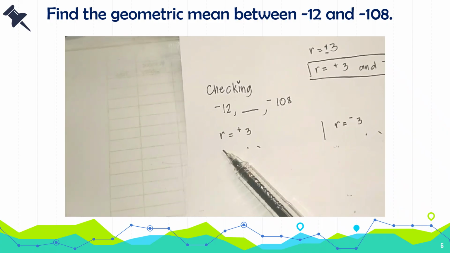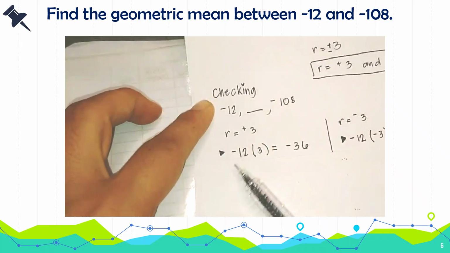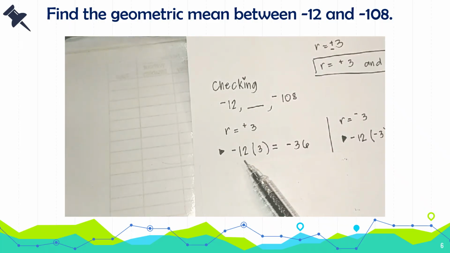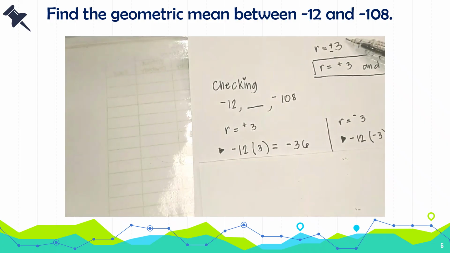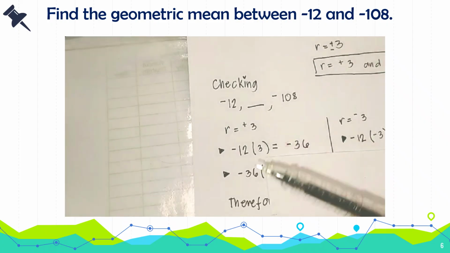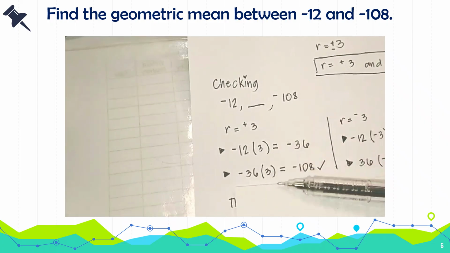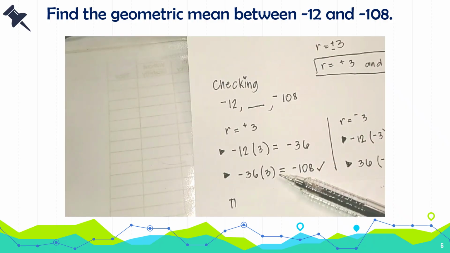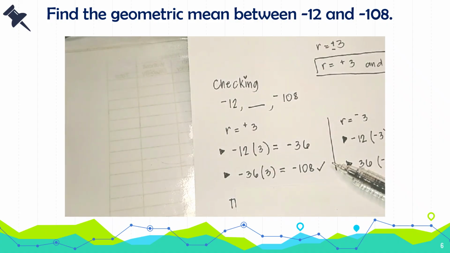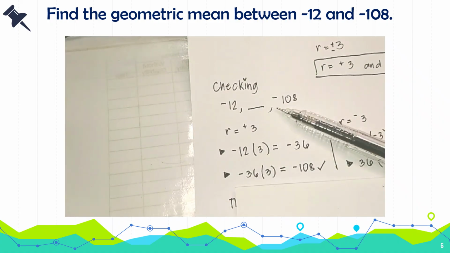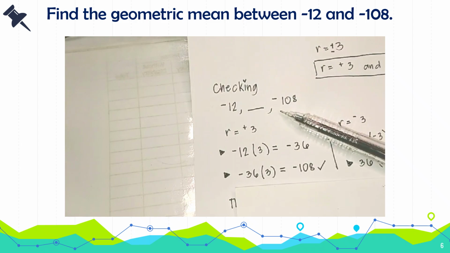Let's start with positive 3. Positive 3 multiplied to the first term, negative 12, will give us negative 36. Negative 36 times 3, our ratio, will lead us to negative 108. And this is still correct since our third term in the given is negative 108.